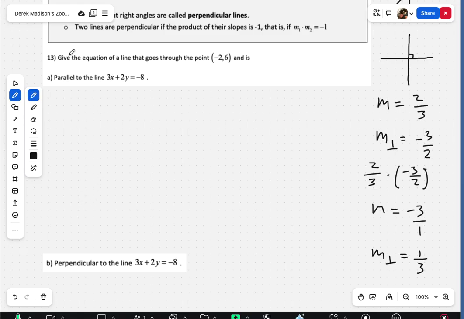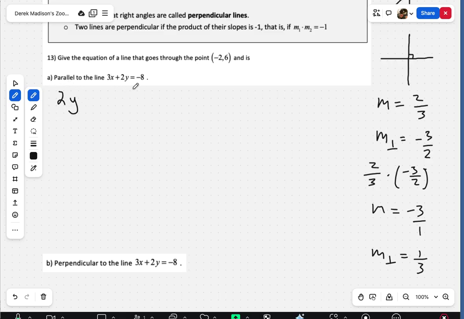So for these couple of examples, we're given the equation of the line that goes through the point -2, 6 and is parallel to this line. So this is a lot like what we just saw on the very first question of this video, which is we're given an equation, this time in standard form, and we need to know the slope. So the easiest way to do that would be to get it in slope-intercept form.